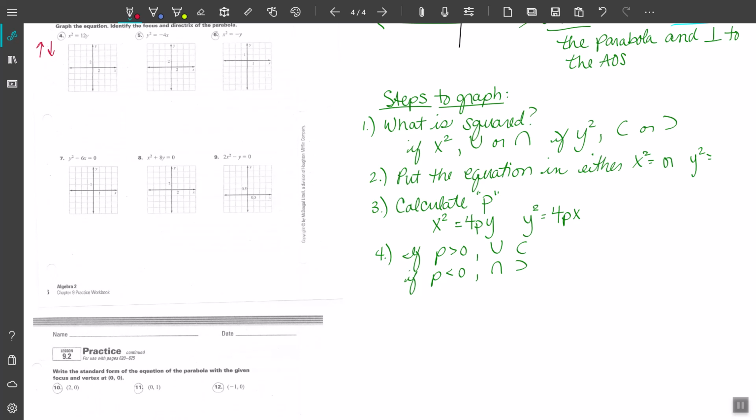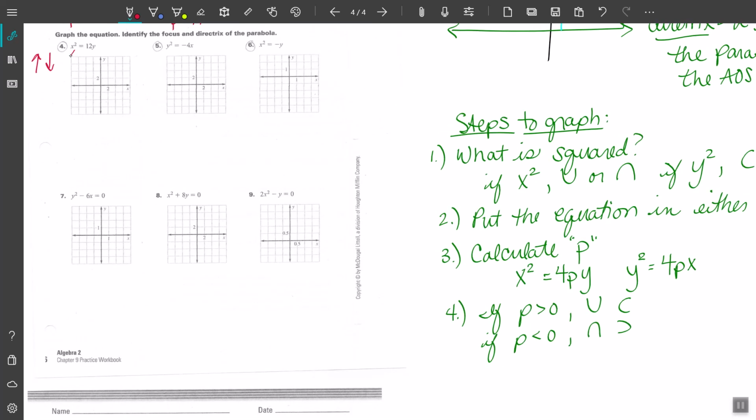So now I'm going to calculate p, and I'm going to use the x squared equals 4py form of the standard equation. If I write that under there again, I'm just writing this so you can see how that 4p is the thing that lines up with the coefficient of 12. So if I take the 4p and set it equal to 12, I'm going to get a value of 3. So the value of the variable is greater than 0. Because of that, I know that this is going to open up instead of down. So I can expect that.